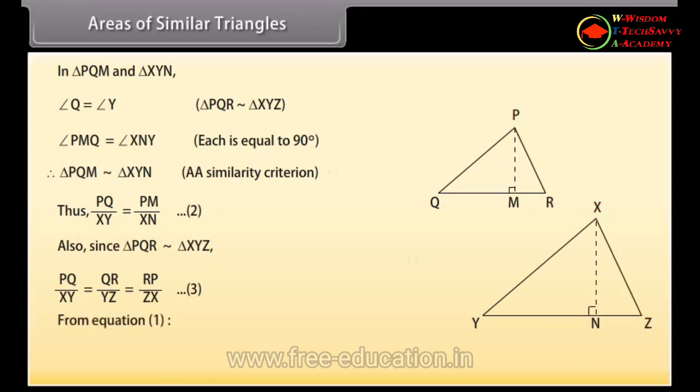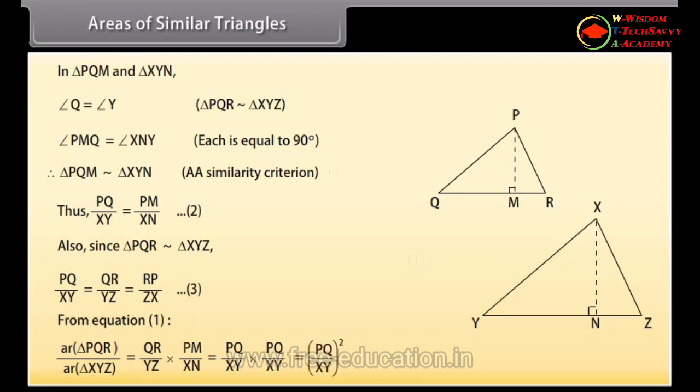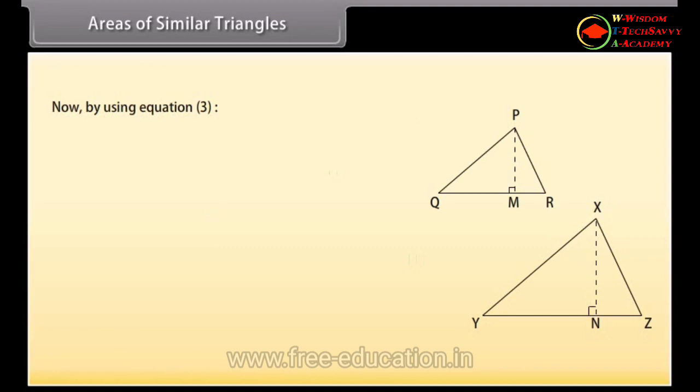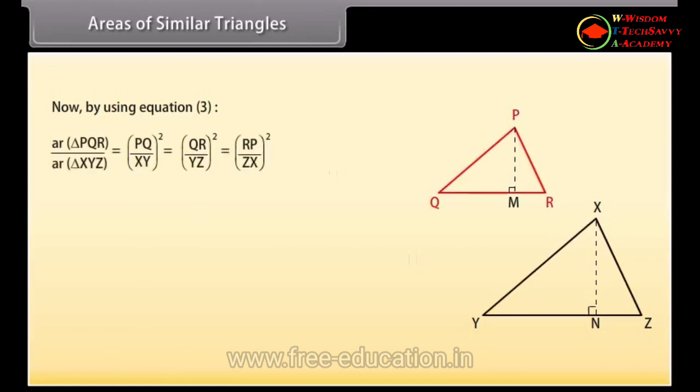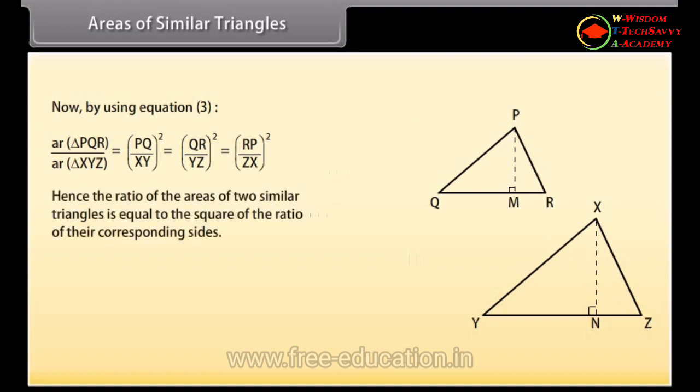From equation 1, area of triangle PQR upon area of triangle XYZ equals (PQ upon XY) whole square by using equations 2 and 3. Now by using equation 3 we get area of triangle PQR upon area of triangle XYZ equals (PQ upon XY) whole square, which is equal to (QR upon YZ) whole square, which is equal to (RP upon ZX) whole square. Hence, the ratio of the areas of two similar triangles is equal to the square of the ratio of their corresponding sides.